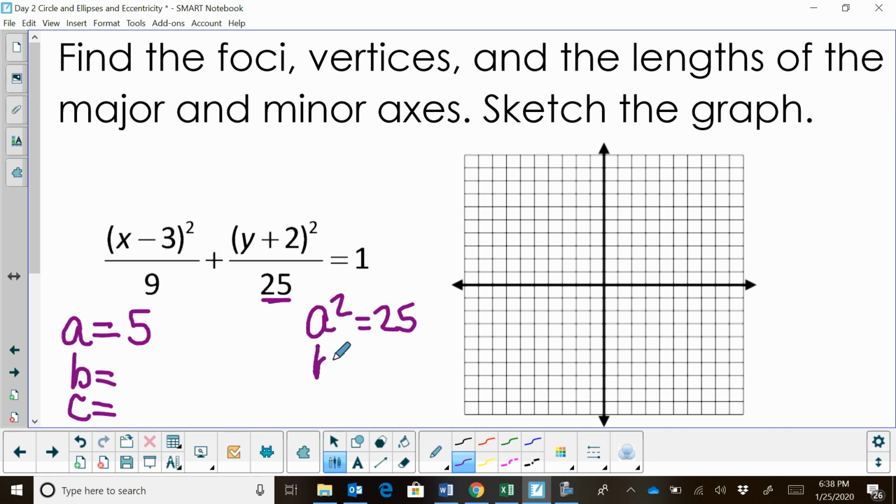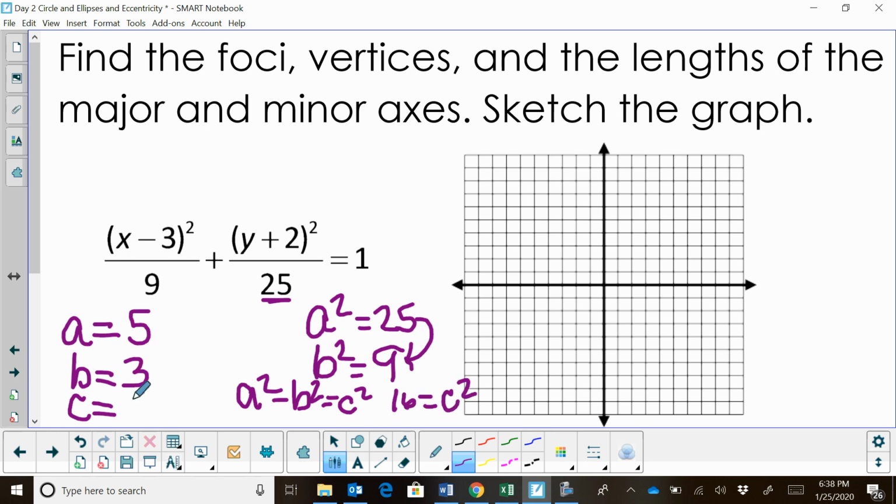b squared is always the smaller of the two denominators, and b squared is equal to 9, so b must be 3. Now to find c, we're going to use the equation a squared minus b squared is equal to c squared. So we're going to subtract these two perfect squares, and we get 16. So 16 is equal to c squared. Therefore, c must be positive 4. Okay, now let's go to the graph and start plotting these.